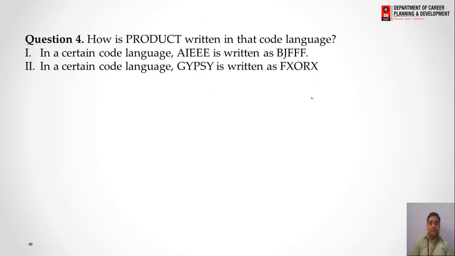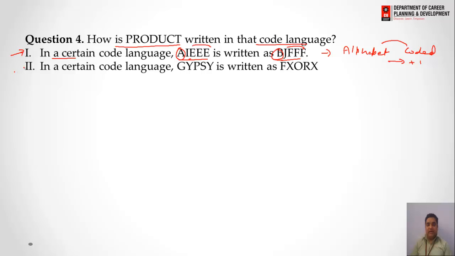Next is question number 4. How is the product written in the code language? In a certain code, AIEEE is written as BJFF. That means each alphabet, when written in its coded language, has a +1 in its positional value, as A is coded as B, that is +1, I is coded as J, and all E's are coded as F, there is a +1.